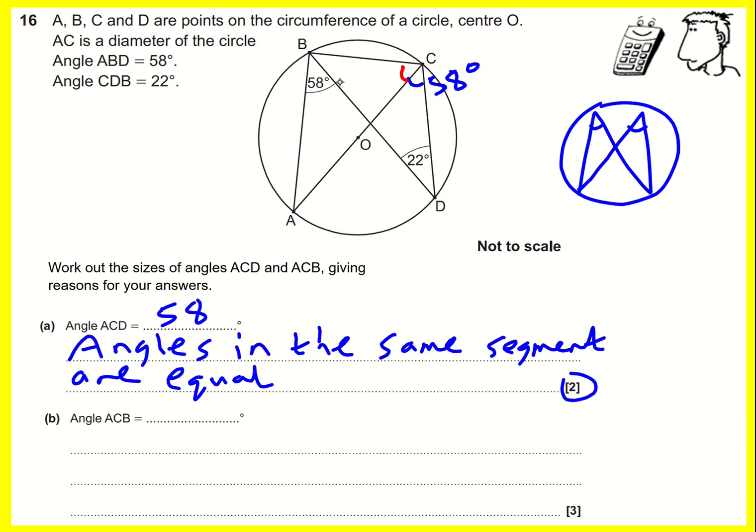Okay, I've got a line here. Basically, this will be 90 degrees. And if I'm showing my reasoning, that should be the first thing I write down. Angle ABC equals 90 degrees. Angle in a semicircle.